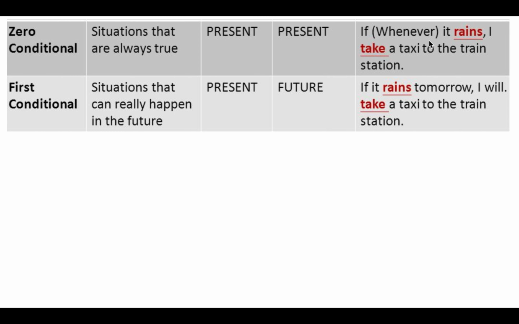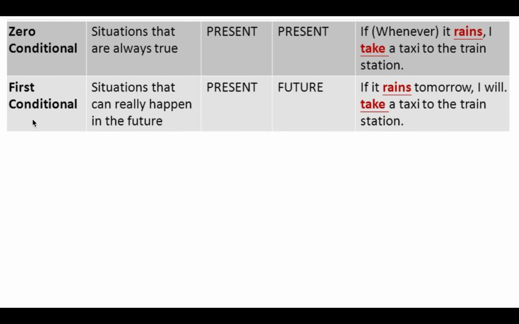Here's an example. If it rains, I take a taxi to the train station, right? So for this person, this is always true. Every time it rains or whenever it rains, this person always takes a taxi to the train station. The verb tenses that we're using here are present simple in the if clause. If it rains, present simple, and present simple in the result clause. I take a taxi. So when we see present simple in both clauses, we know that this is a situation that is always true.